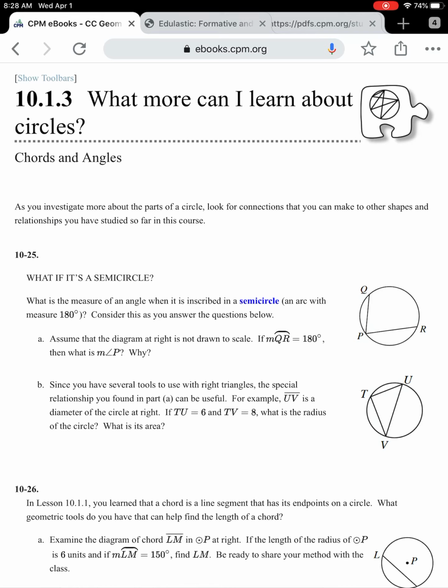and that's what was done in part B. So we're told that UV is a diameter, which passes through the center of the circle, and will always create a semicircle, and that means that angle T is a 90-degree angle. Knowing that and knowing those side lengths, we can then use things like the Pythagorean theorem to find the full length of a diameter and cut it in half to find the radius. So that's really a good relationship that we can use in a lot of situations in circles.